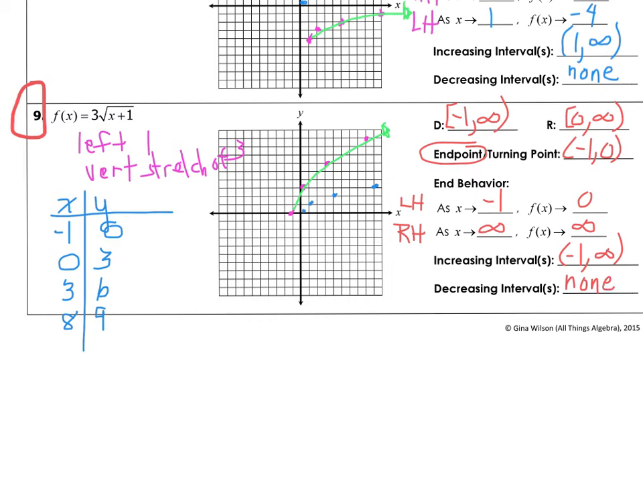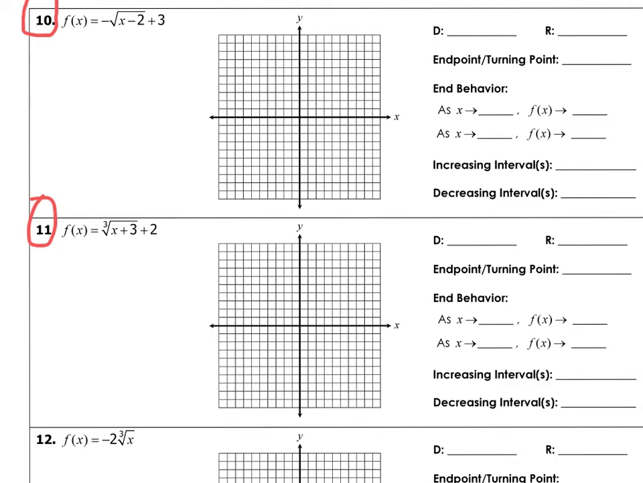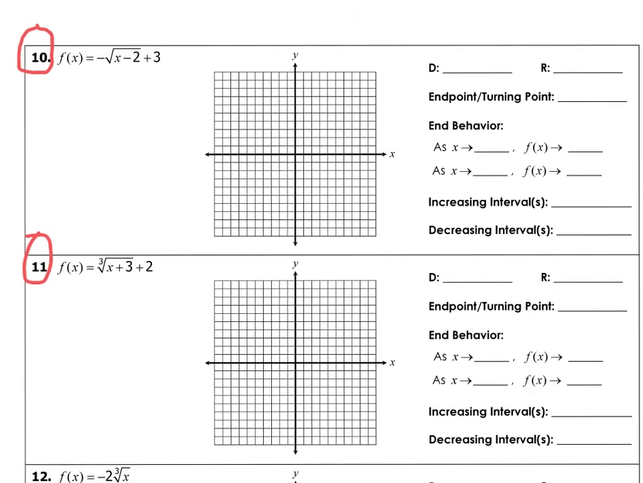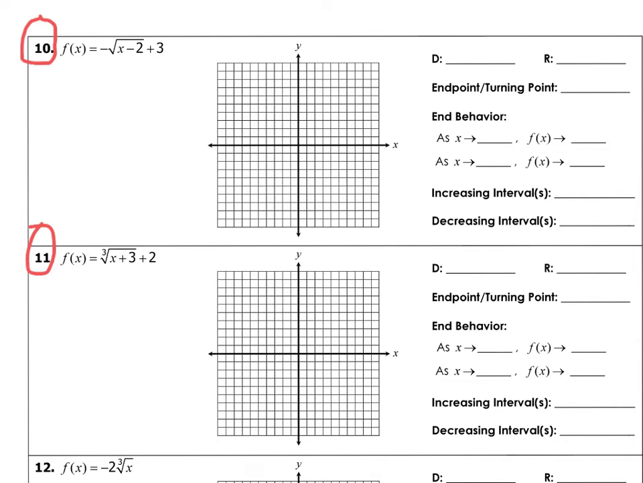Okay, let's look at the last page. So on this last page, we are going to do number 10, 11, and I think there's one more. So on this one, let's look at our transformations. So we have a negative on the outside. Remember, the negative on the outside of the function means that we are going to be reflecting over the x-axis.